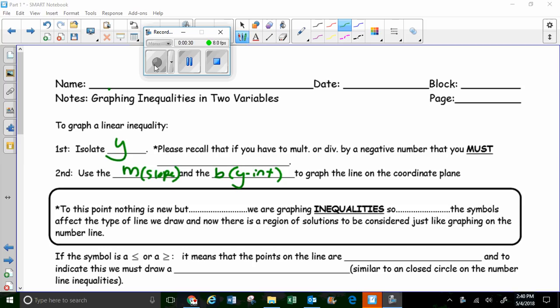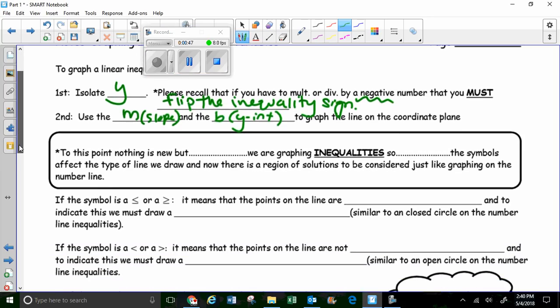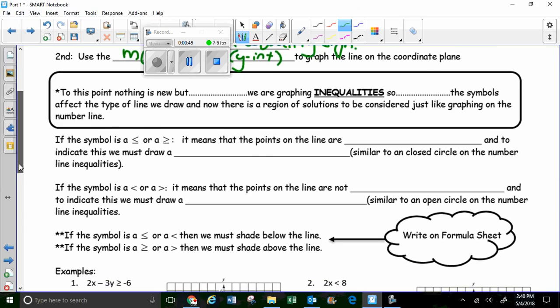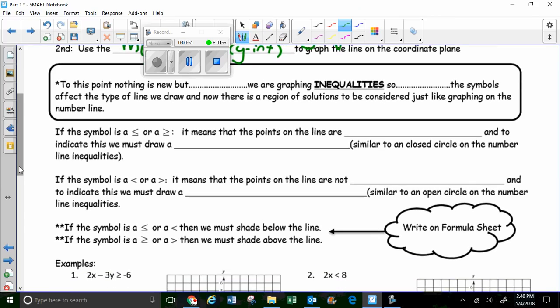So recall that if you multiply or divide by a negative number, you must flip the inequality sign. So to this point, really nothing's new, but we are graphing inequalities. So the symbol does determine what kind of line we draw and where the solution is going to be.